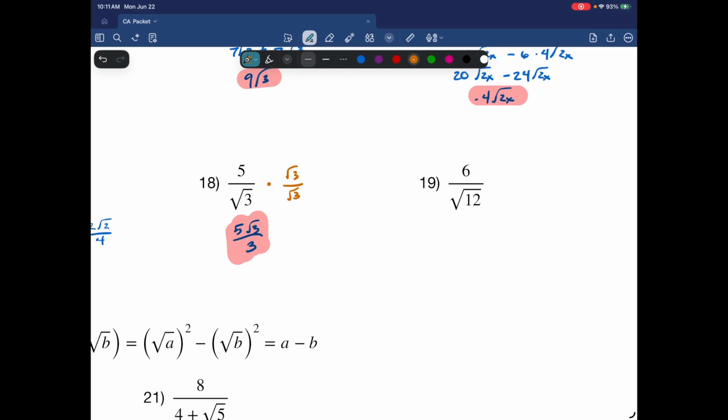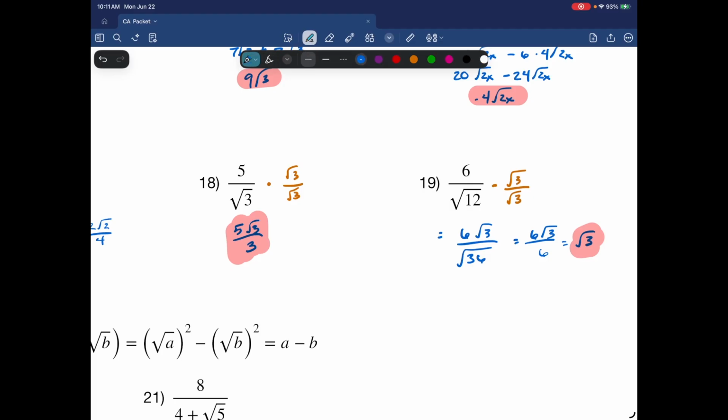24 is not a perfect square, but 36 is. So I just need to multiply by square root of 3. All right, so that's going to give me 6 square root of 3 over square root of 36. So that's going to give me 6 square root of 3 over 6. So it's just going to give me square root of 3 when all is said and done.